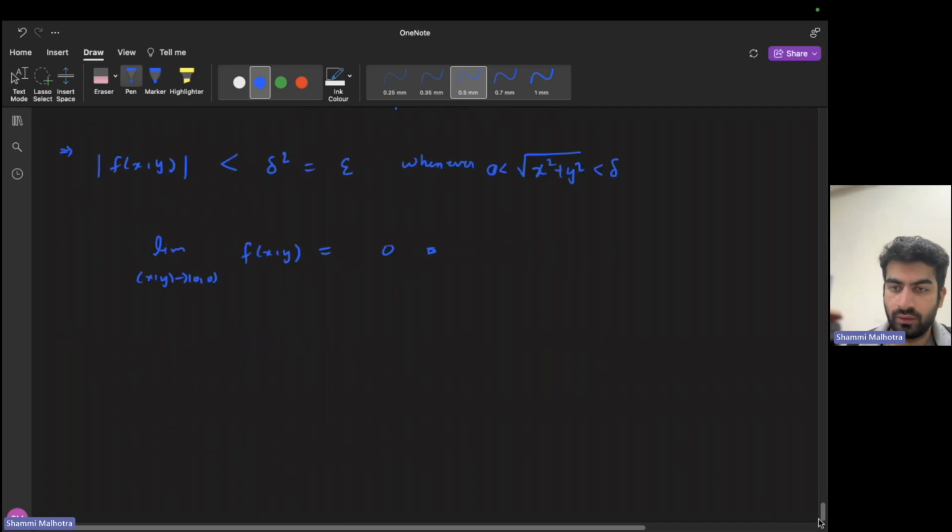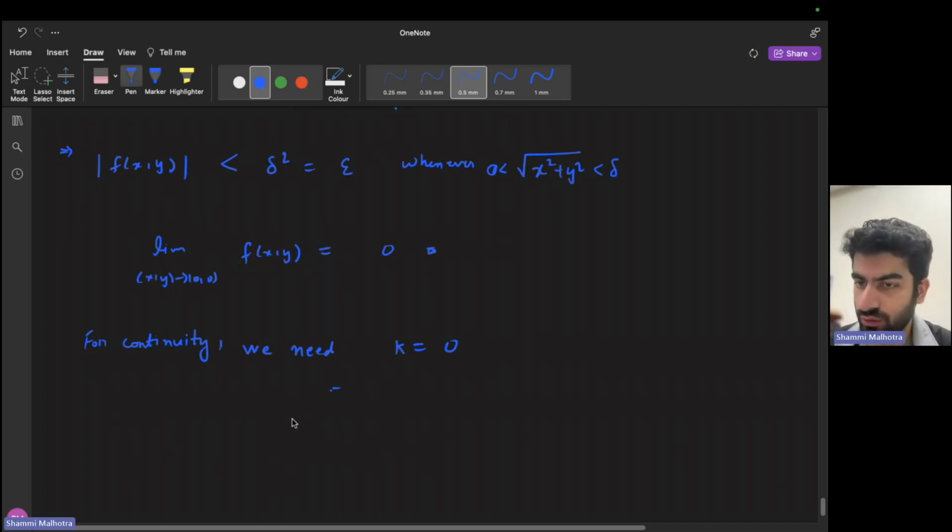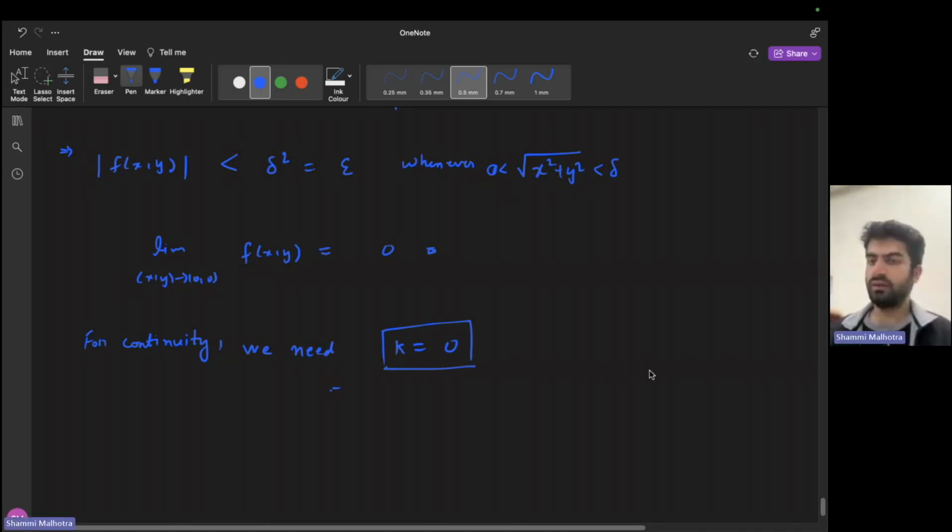But I know that for continuity, let me write on the next line, for continuity we need k to be equal to 0. So this implies k has to be equal to 0 to ensure that the function is continuous at the point (0,0). So the value of k which we have to take is k equal to 0, and this will ensure that the function is continuous at the point (0,0). So I hope that clears this part.